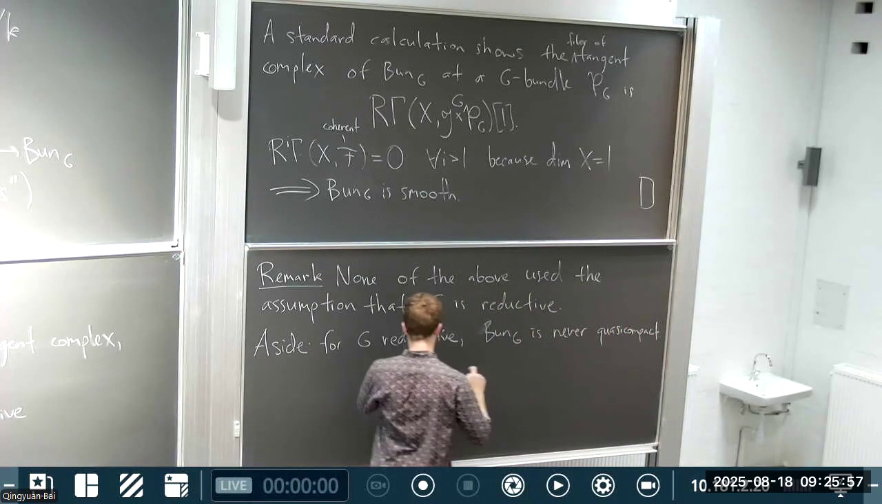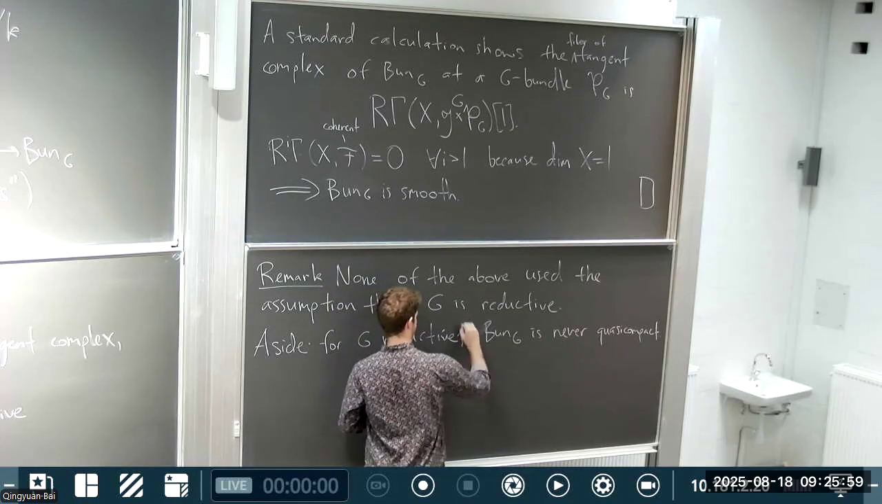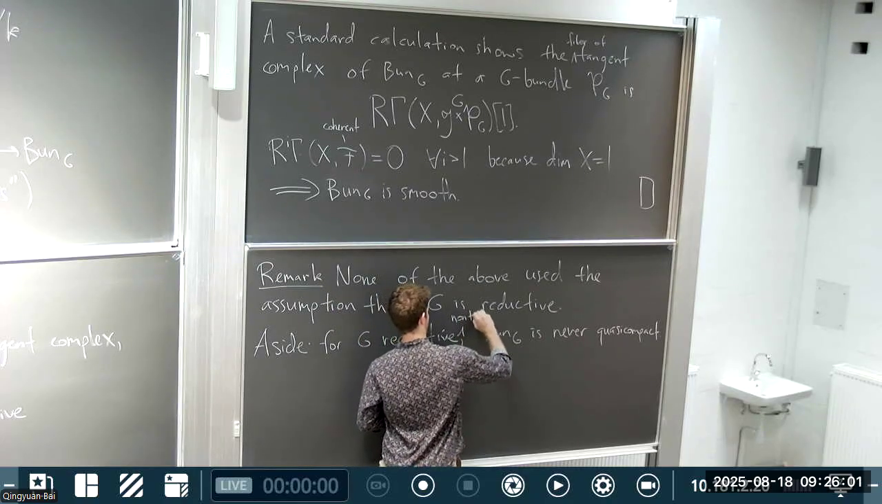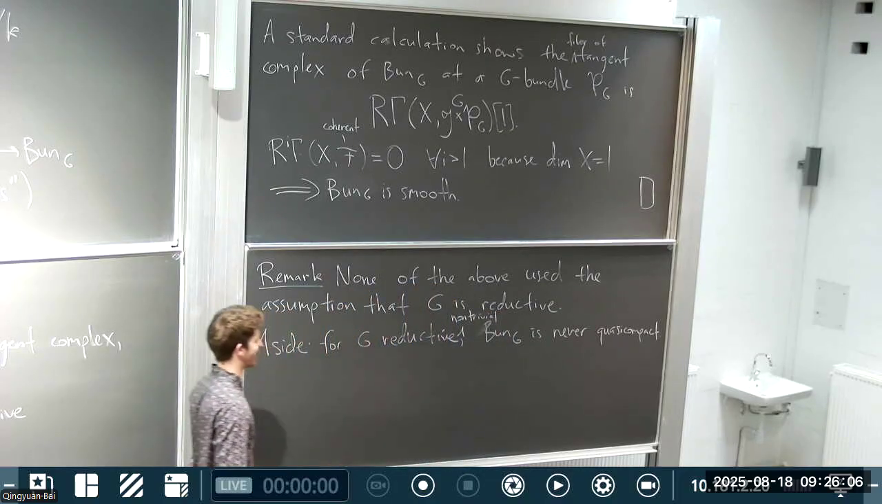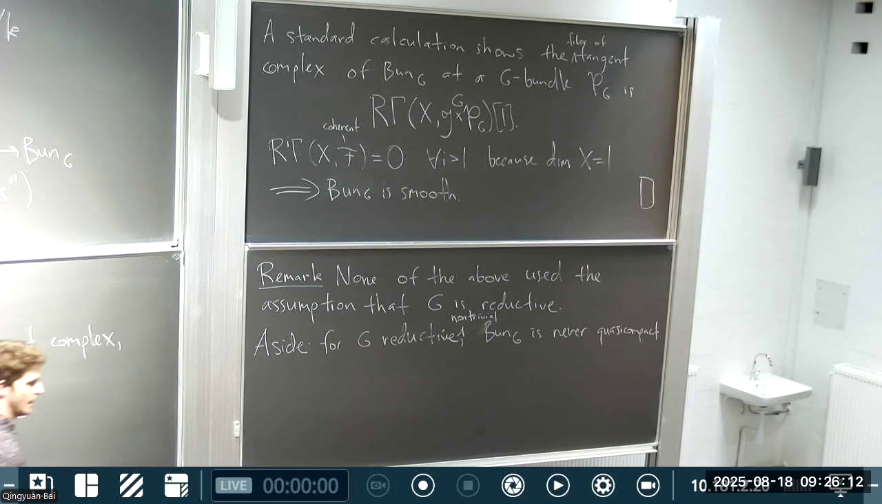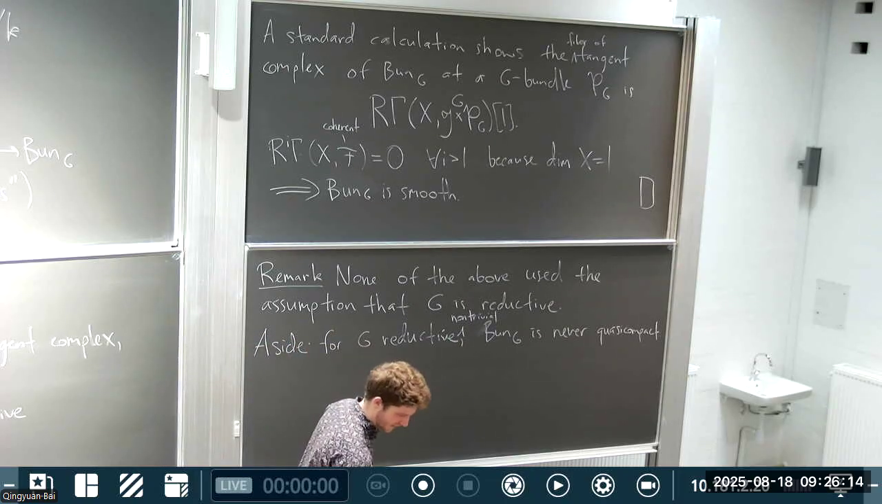Okay, probably there'll be someone that is annoying in the audience, and I should say non-trivial. Is it going to be you here? Okay, so all right. So yeah, for reductive non-trivial G, Bun G is never quasi-compact. Okay, and this is in an interesting way.